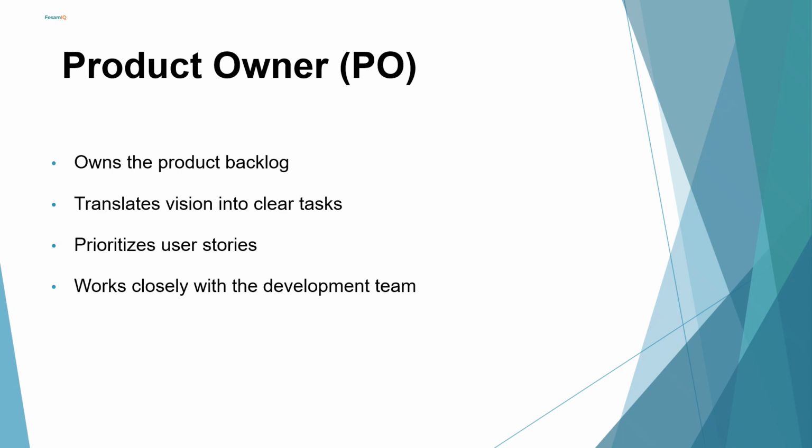So who is the product owner? The product owner owns the product backlog, translates vision into clear tasks, prioritizes user stories, and works closely with the development team. The product owner focuses on execution. They make sure the team always works on the most valuable task and that requirements are clear and actionable.